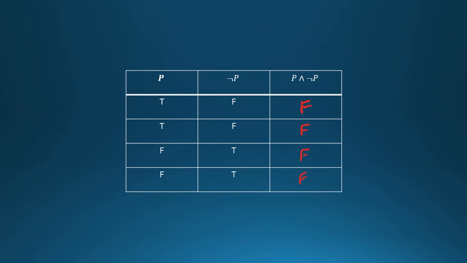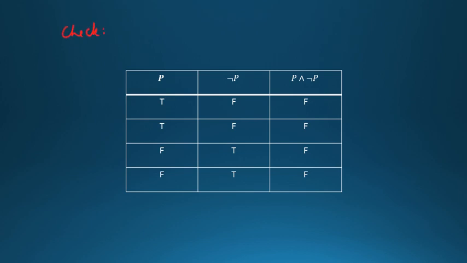So clearly we see no matter whether P is true or P is false, we're going to find that P and not P is always false. So this is an example of a contradiction. And like I said, if you weren't sure the first time, we just checked it a second time because why not? There we see our completed truth table. I'll let you verify on your own.